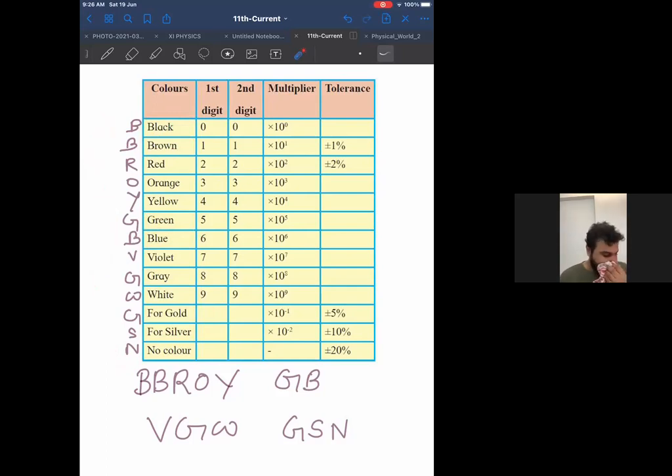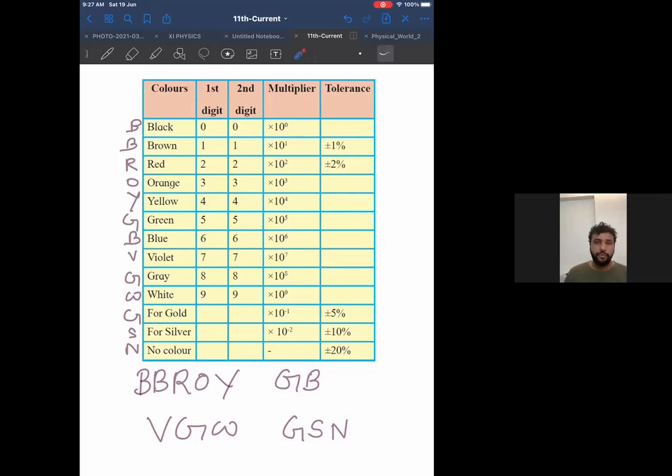Therefore, the keyword to remember the first column. What is the name of the first column? Name of the first column is colors. It is B. Roy, Great Britain, very good wife, gold silver necklace. I will repeat. B. Roy, Great Britain, very good wife, gold silver necklace. Now this is how you fill the first column.